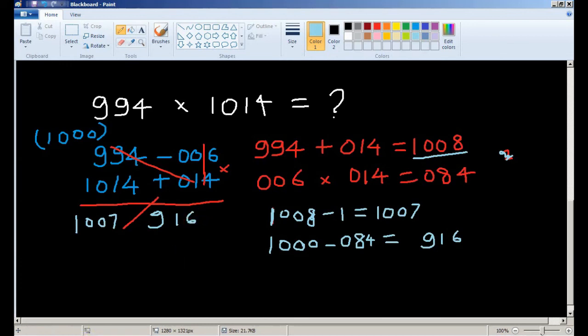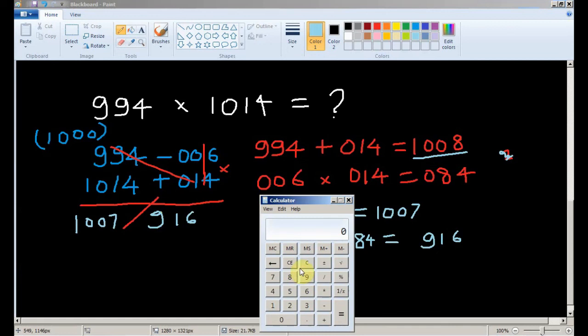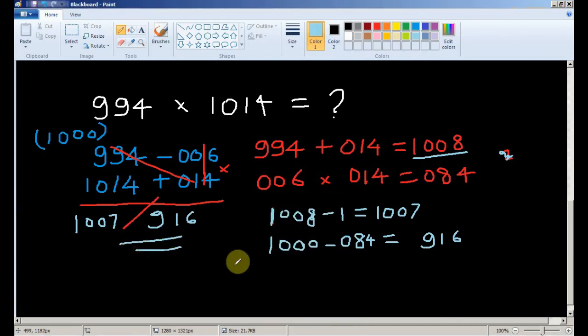Let's verify our answer. So I open my calculator. What is the number? 994 multiplied by 1014, and the result is 1007916, which is correct.